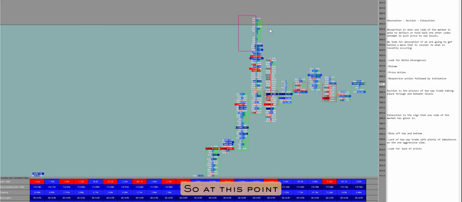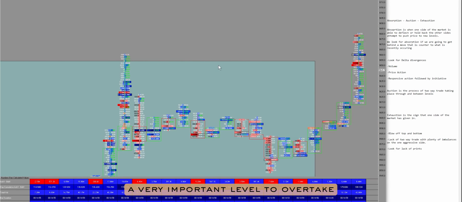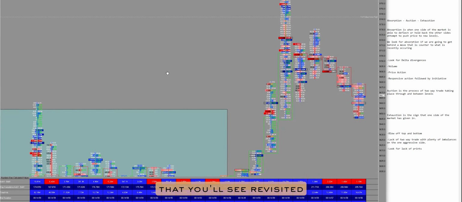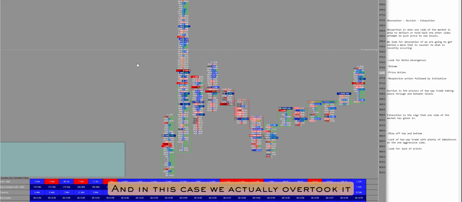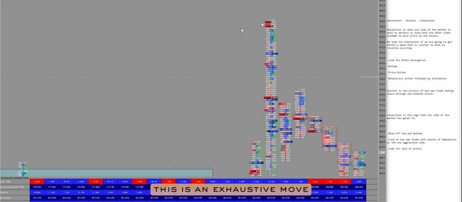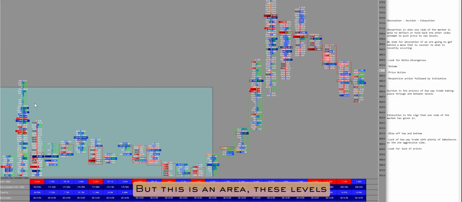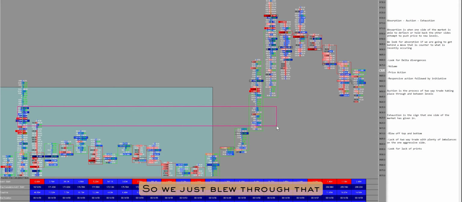Okay, so at this point, we know that the last level is this imbalance. So this imbalance moving forward is going to be a very important level to overtake, and will likely be a level that you'll see revisited. And in this case, we actually overtook it because this has a big leg up apparently. This is an exhaustive move right here for sure. But this is an area, these levels, so they should, in this case, act as support or resistance. So we just blew through that, which doesn't really help us. But in this case, is the area you come back and retest.